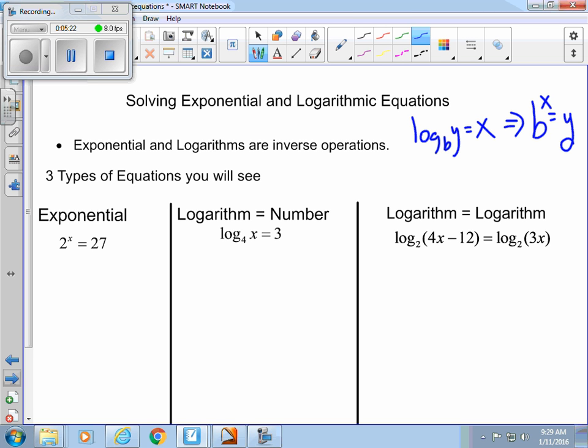First of all, 2 to what power equals 27? Why can I not do that without a rewrite? 27 is not a power of 2, right? It's not an even power of 2. So it's going to be a decimal. I do know my answer is going to be somewhere between, well, let's think about it, 2 to the 4th is 16, and 2 to the 5th is 32, right? So it's somewhere between those two numbers. It's a decimal between 2 and 3.